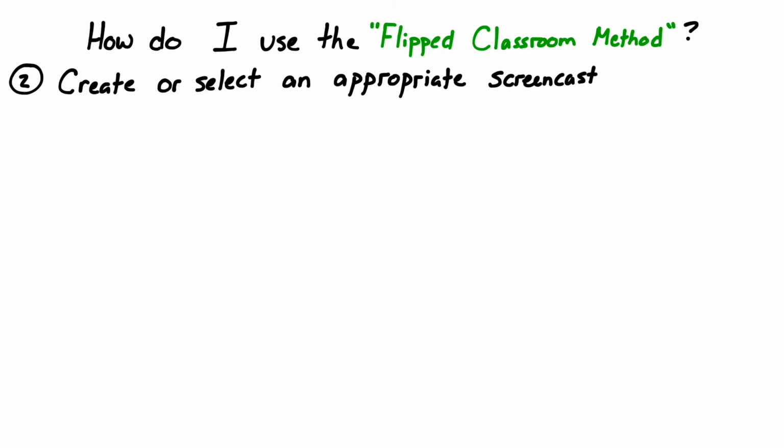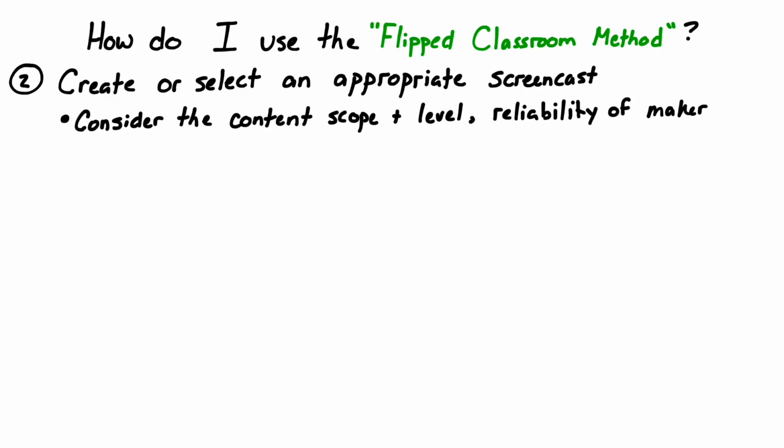The next step is to create or select an appropriate screencast for your class. One of the first things you'll want to keep in mind is the level and scope of the content and also the reliability of the person that made it. You should always make sure that the information in the video is accurate before assigning it to your students.